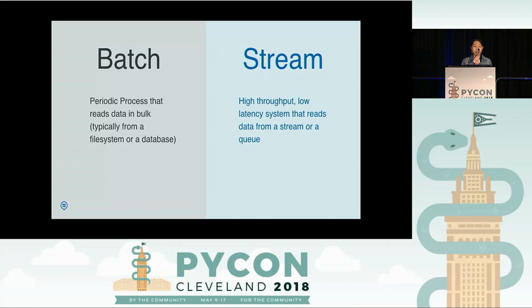Batch refers to periodic processing of data that arrives in bulk, usually from a file system, but it could also be a periodic scrape of a database. Stream refers to a more high throughput, low latency system that reads data continuously off of a stream or a queue.